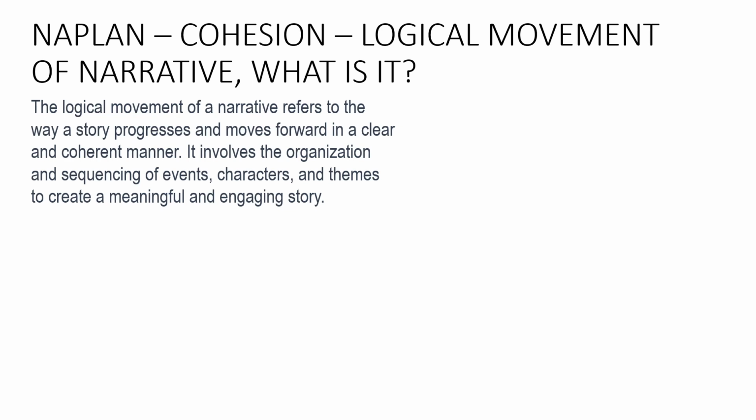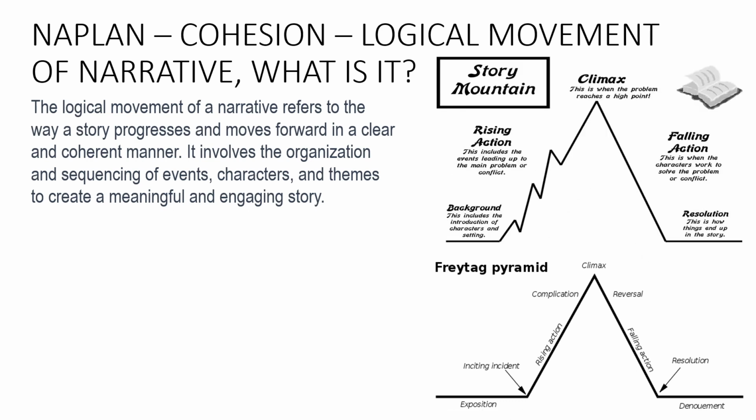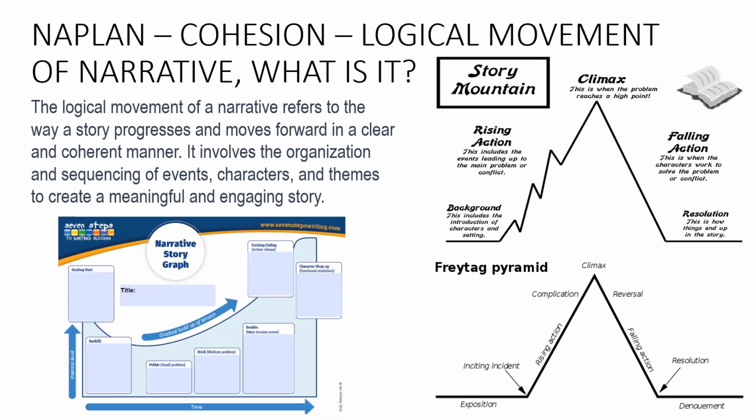Here are a few. The first one is Freytag's pyramid, which starts out with an exposition and finishes off with a denouement. Another one, Story Mountain, starts off with a background, rising action, climax, falling action, and resolution. Some people pop in things like sizzling starts at the beginning, or hooks, that basically grab the reader's attention, and then provide some sort of problem and move on from there.